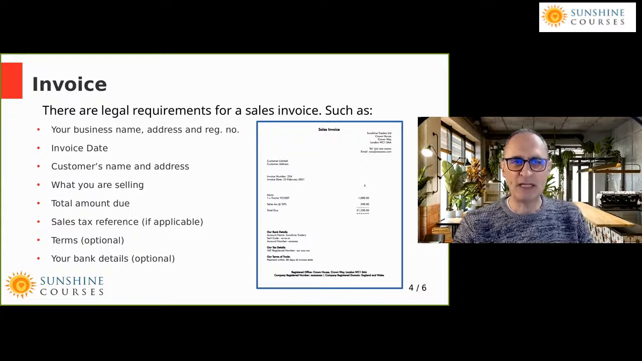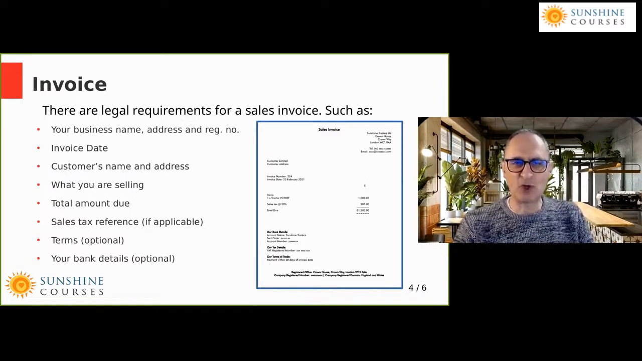You need to include by law the total amount due. If you've got sales tax, we're going to have a separate module completely on tax. But if there's a sales tax, you have to include the sales tax reference, the tax rate, and the amount of tax you're charging.